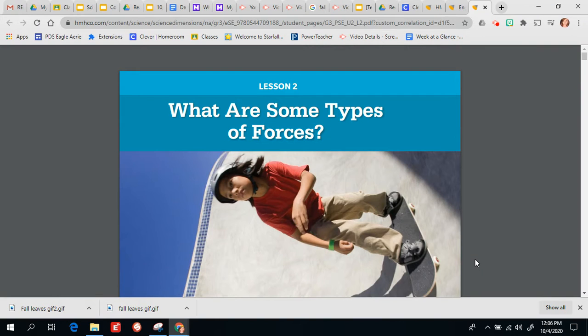Hello, third graders. Today we are going to begin lesson 2 of unit 2 about forces in science. And today we are going to learn what are some types of forces. So please open your science books to page 88 and follow along with me.